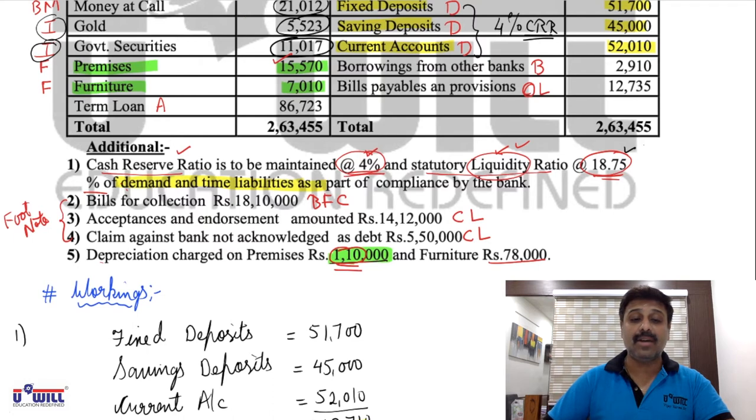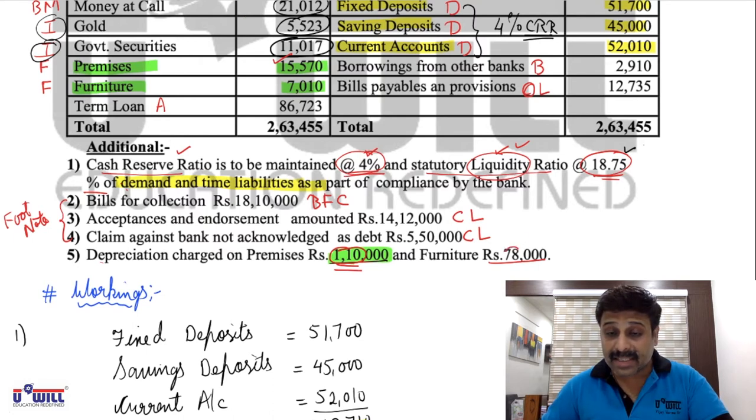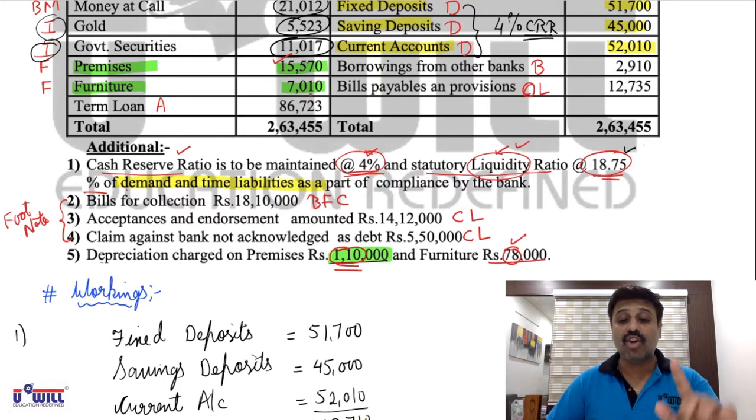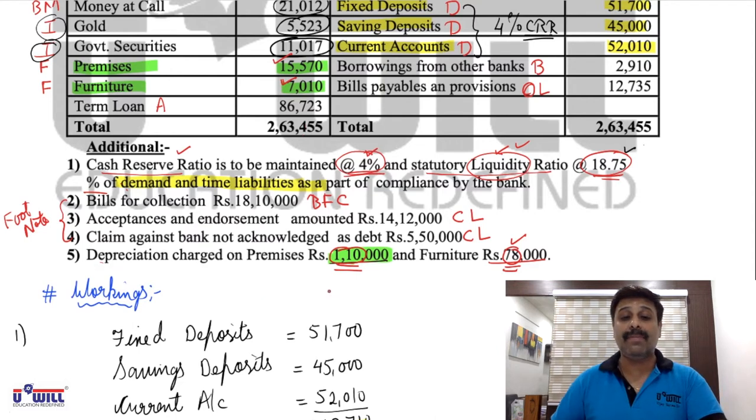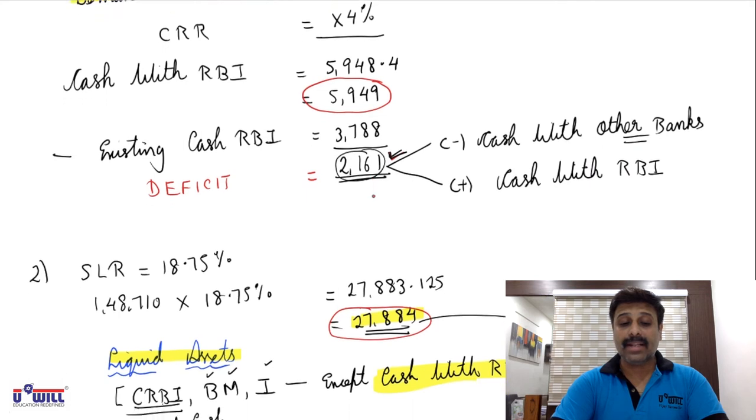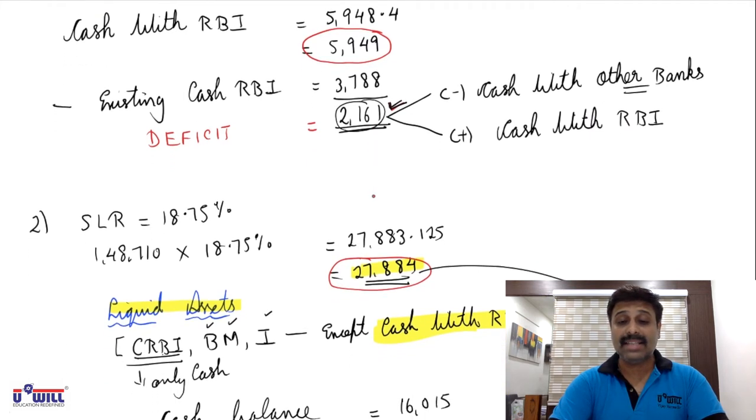This furniture of 7,010 is already after deducting the depreciation of 78,000. If you cancel three zeros, 78. So 7,010 plus 78, in the inner column you show 7,080. From that you subtract 78 and then in the outer column you show 7,010. This is just to show what amount of depreciation is provided. We'll bring it in the inner column in the books of accounts; otherwise only these two amounts appear in the outer column. I hope everyone is clear with this working; otherwise you can rewind the video and understand it once again.